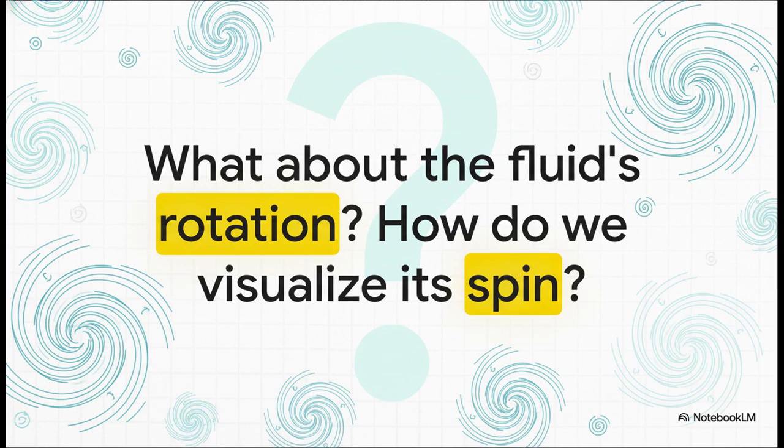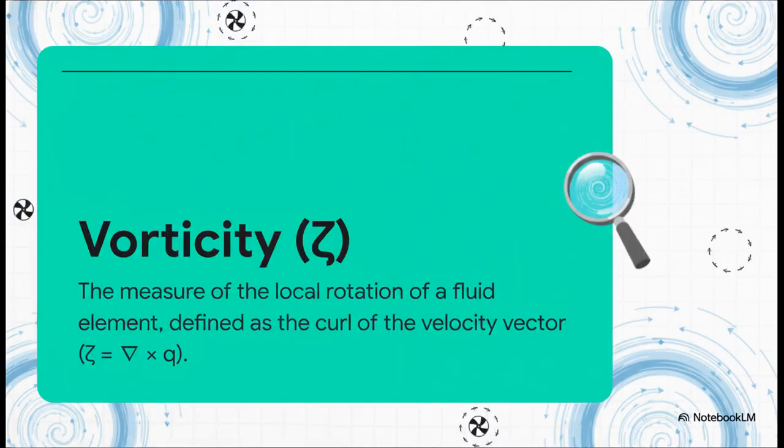How do we visualize all that air tumbling and turning on itself? Well, the answer lies in this amazing concept called vorticity. Vorticity, that's the Greek letter zeta you see there, is basically the tool physicists use to measure the local spin of a tiny little chunk of fluid. Imagine sticking a tiny paddle wheel in the flow. If that wheel starts spinning, bingo, you've got vorticity. Mathematically, we define it as the curl of the velocity vector.